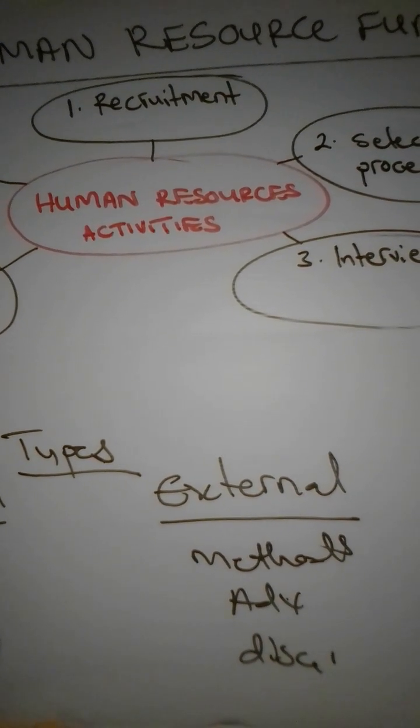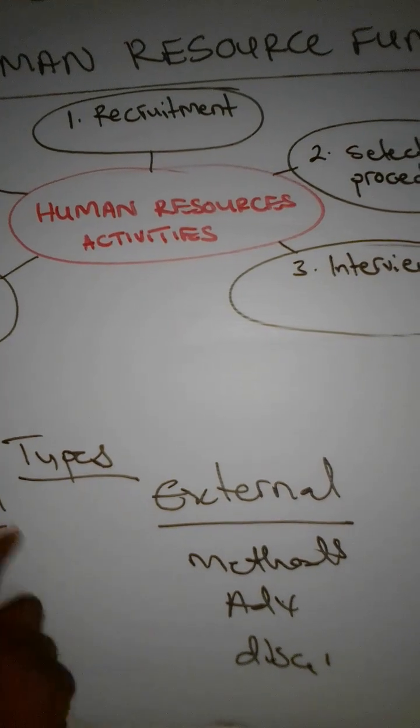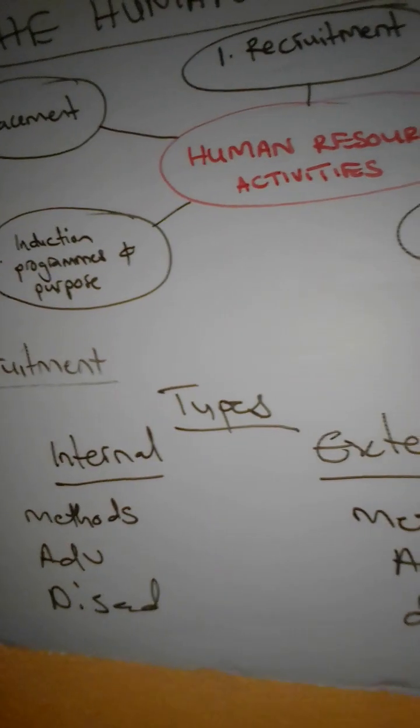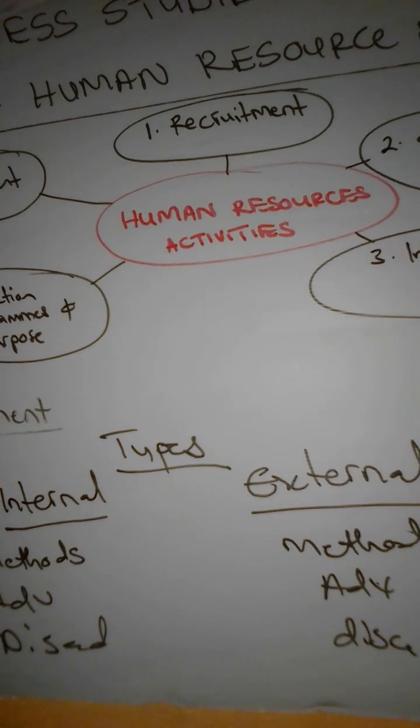So like what I said, under recruitment, we've got two types, internal and external. You need to know the methods, the advantages, and the disadvantages.